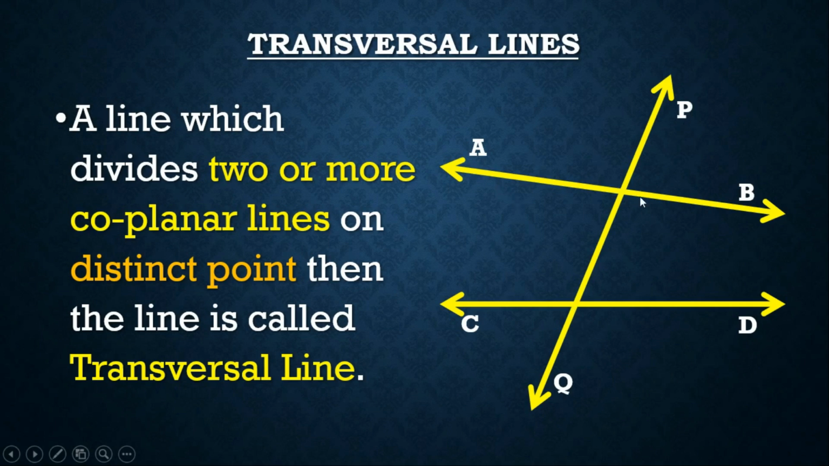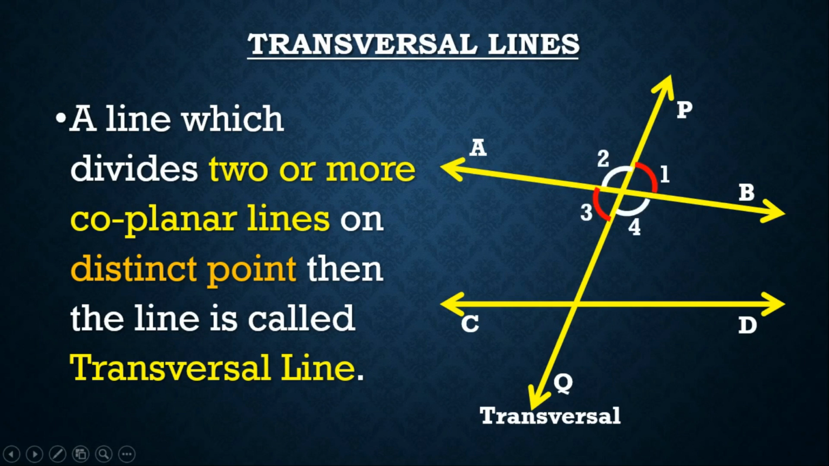Line PQ is dividing line AB at one different point, and line PQ is dividing line CD at another distinct point. So a line which divides two or more coplanar lines at distinct points is called a transversal line. So this line PQ is dividing line AB and line CD at two distinct points. So line PQ is known as a transversal line. I hope you got why this line PQ is called a transversal. A line is called a transversal line when it divides two or more coplanar lines at distinct points.